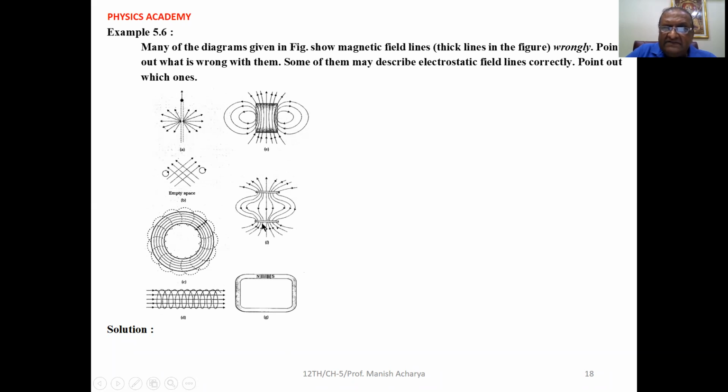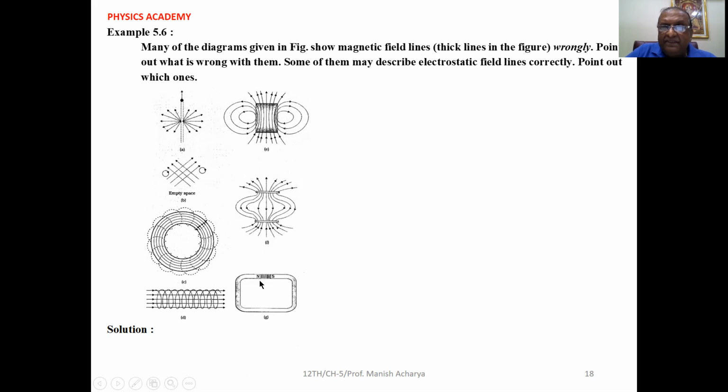Then field lines enter this lower plate, and from the lower plate, they are not coming out. It implies that figure F is not representing the magnetic field lines. But see, from the upper plate it is coming out and it enters the lower plate. It implies that these particular field lines are electric field lines, which come out from the positively charged plate and enter the negatively charged plate. So we can say this one is the figure of electric field lines.